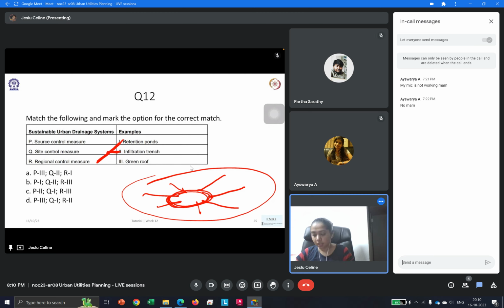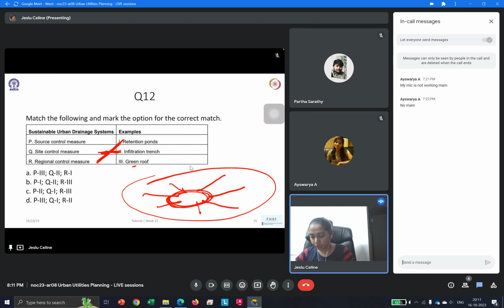Very good. So infiltration trench means it has to infiltrate. So on the site you're controlling it where the infiltration is happening. So it's not in the source. It's not where water is being generated or collected, but it's where the water is being recharged. So the site where water is infiltrating down. So very good. It's a site control measure.